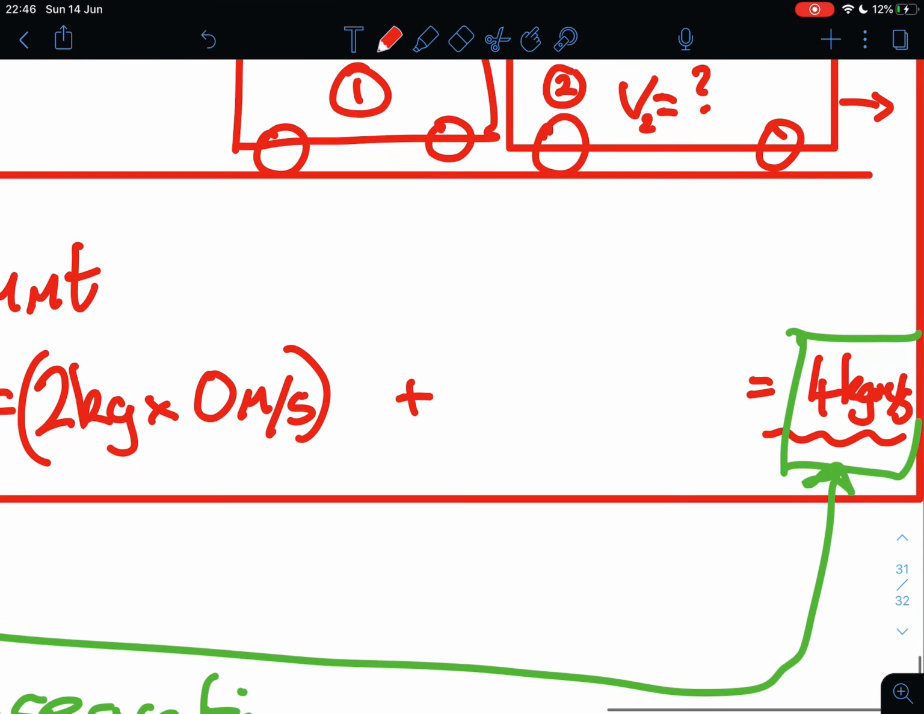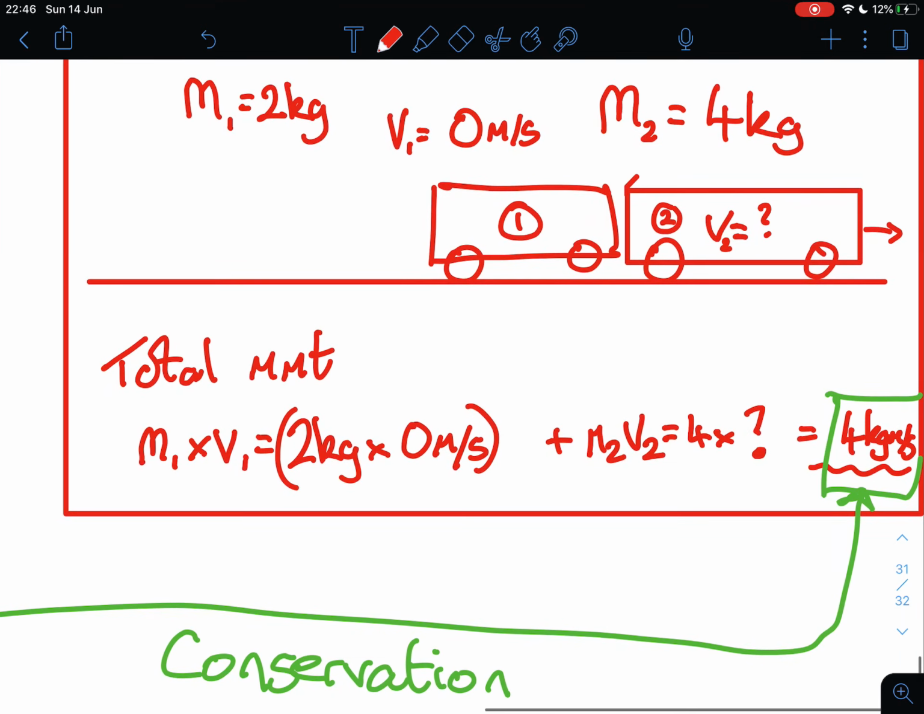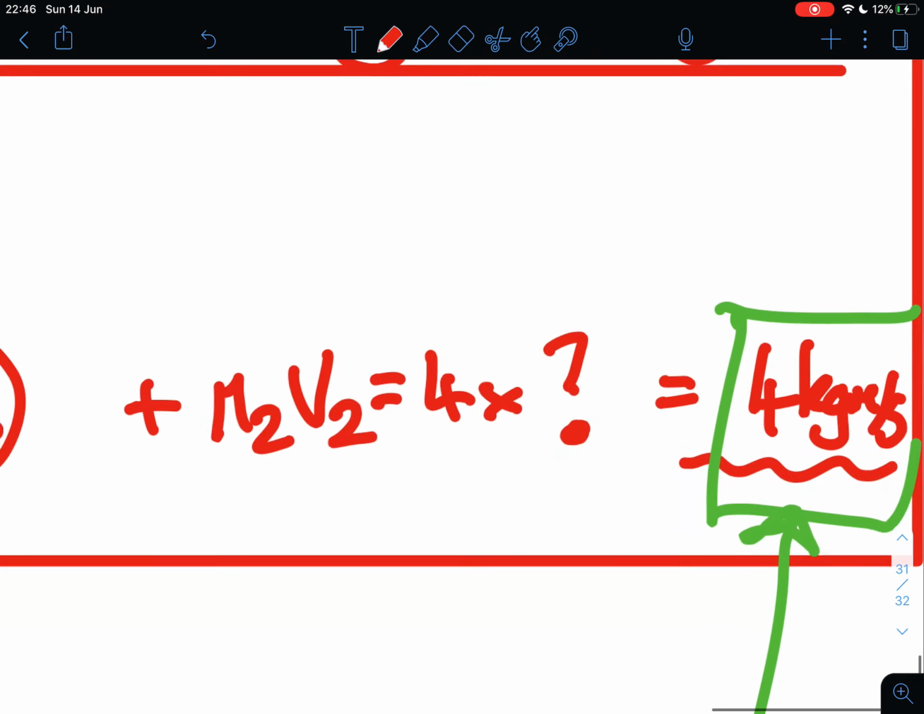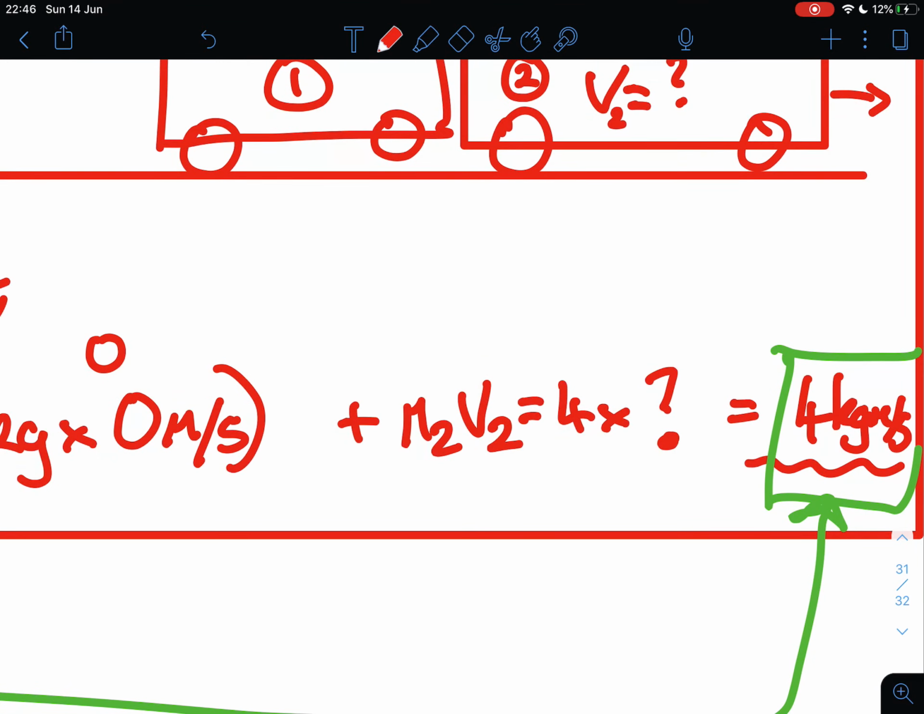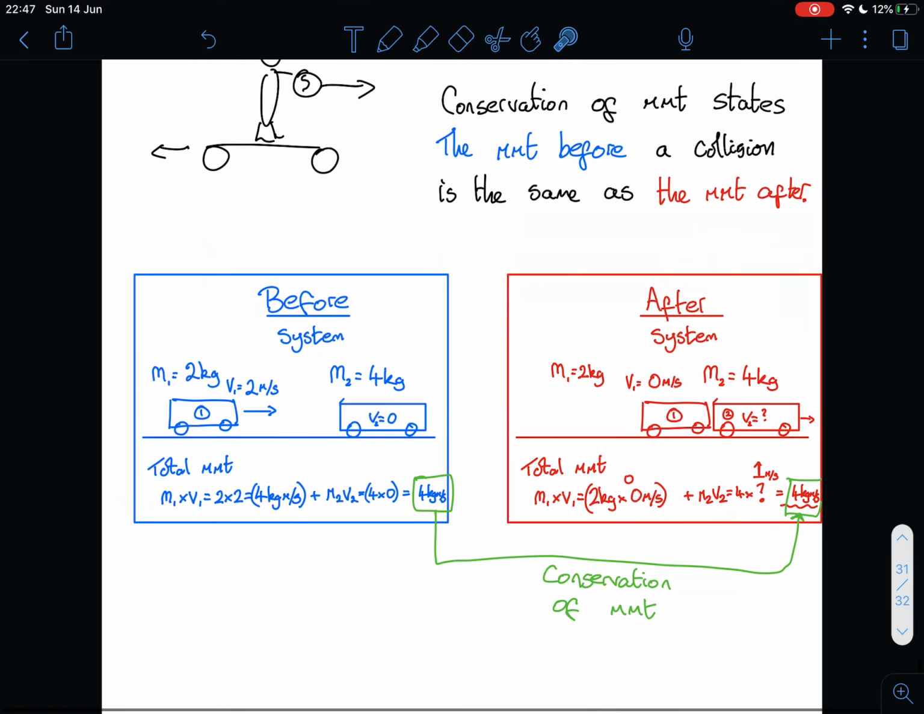Add M2 times V2. Now we can figure this out. 4 times the velocity. We don't know it, but what we do know is that that's 0. That's going to be plus something equals 4. So this has got to be 1 meter per second. Because 4 times 1 equals 4. This was 0, so you don't need it. You can get rid of it. So that's how we can find the missing velocity in a system.